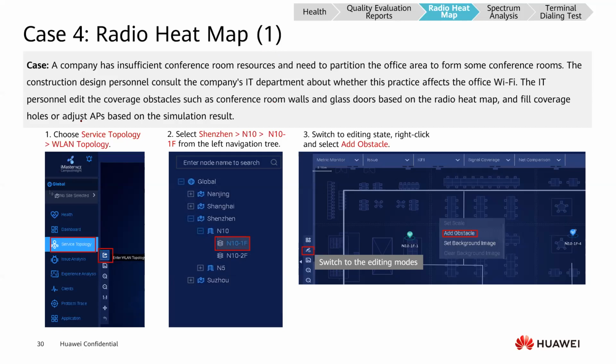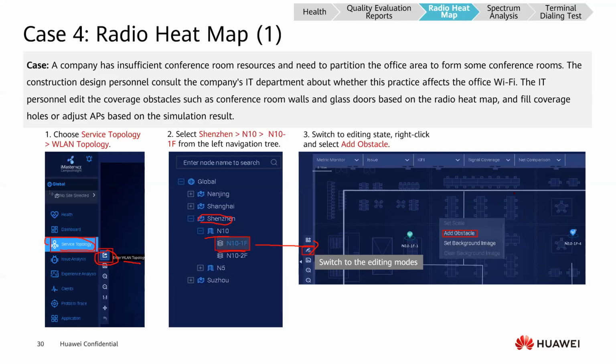So for the process, first you need to go to the service topology and enter this tab. You click this tab, and you will enter the dual-band topology. After you enter the dual-band topology, you can choose the specific site, the building, and the specific floor, and then you enter this floor's environment. And this shows the simulated real environment of your office.